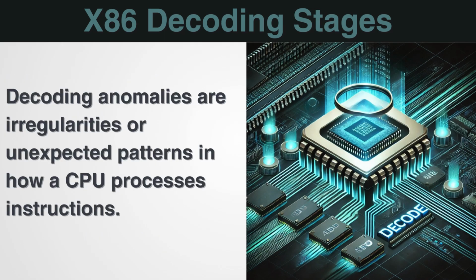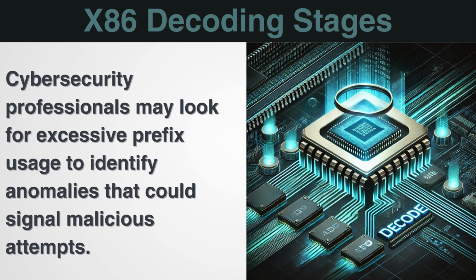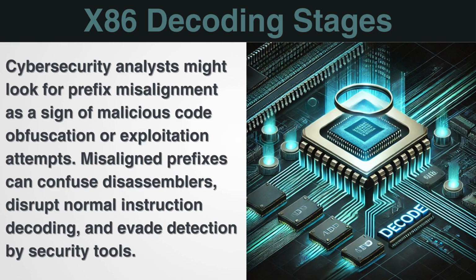Now, decoding anomalies are unusual or suspicious behaviors observed in the CPU's instruction decoding process. These irregularities might signal malicious code obfuscation, cache-based side-channel attacks, or exploit attempts targeting CPU optimization features. When a cybersecurity analyst is looking for these decoding anomalies, they might look for excessive instruction prefix usage. Since normal applications use instruction prefixes selectively, if they see a flood of instructions with redundant prefixes, that's a signal. A high occurrence of operand size 66 or segment override 64 and 65 prefixes, and unexpected instruction boundaries due to prefix misalignment.